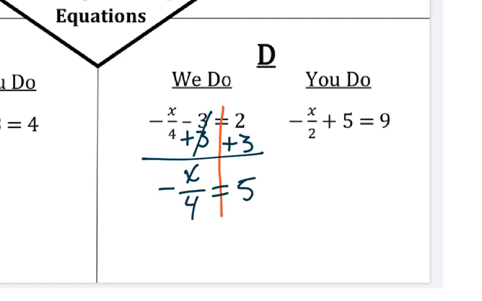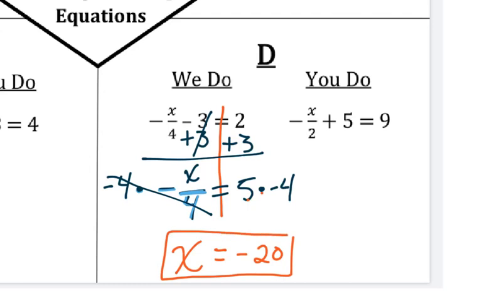So what we need to do, the opposite of division, the inverse of division, is multiplication. And in its way, there's a negative sign and there's a 4. So I'm going to multiply the left times negative 4. And I'm going to multiply the right times negative 4. The negative will cancel out that negative, and the 4 will cancel out that 4. That leaves me with 1x equals 5 times negative 4, which is negative 20. Go ahead and try the you do for part D.